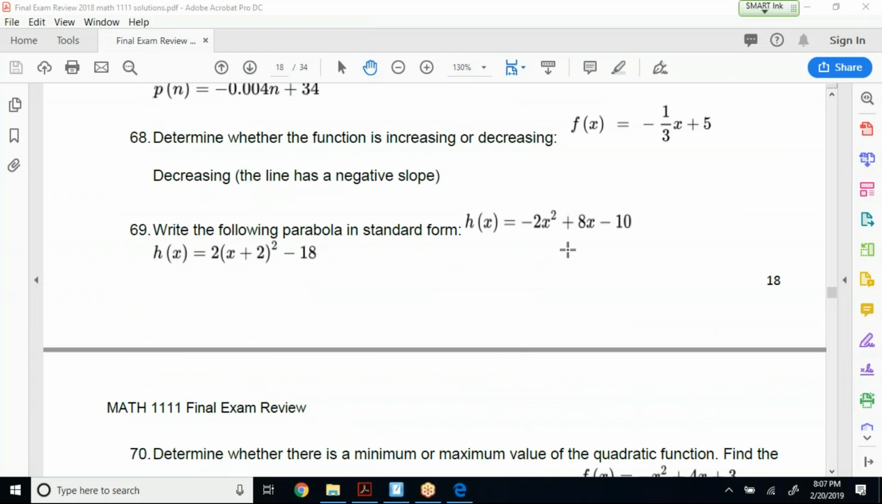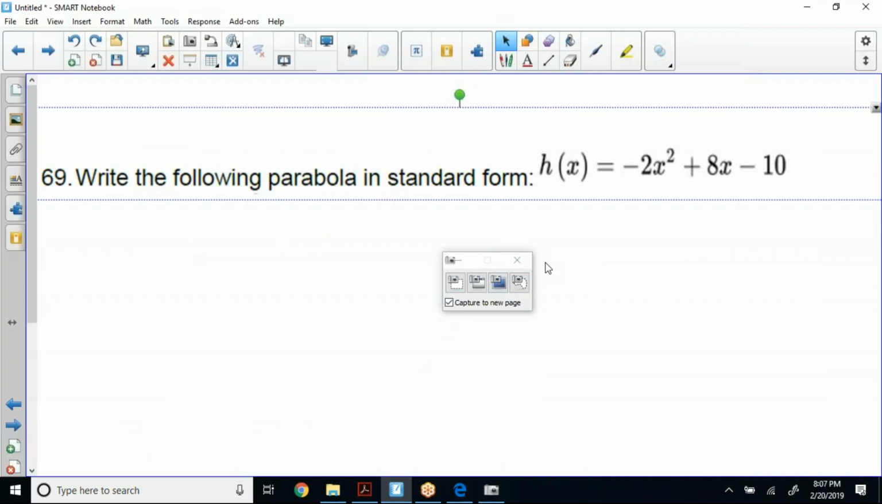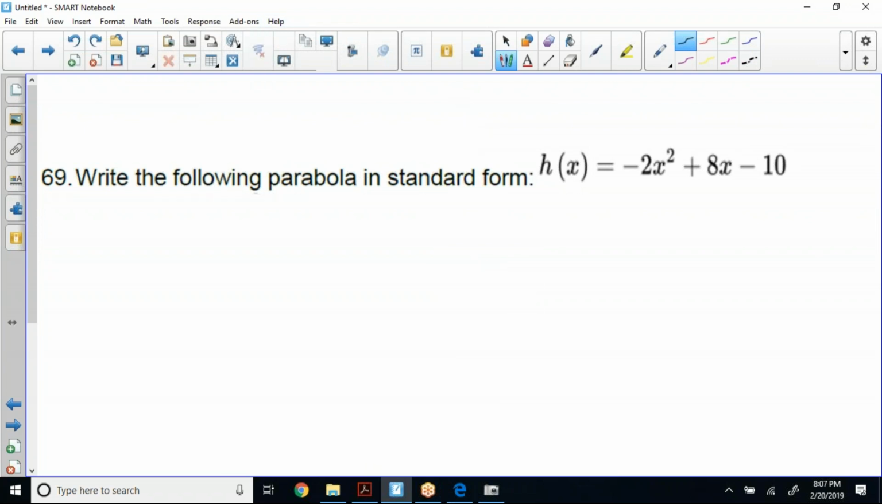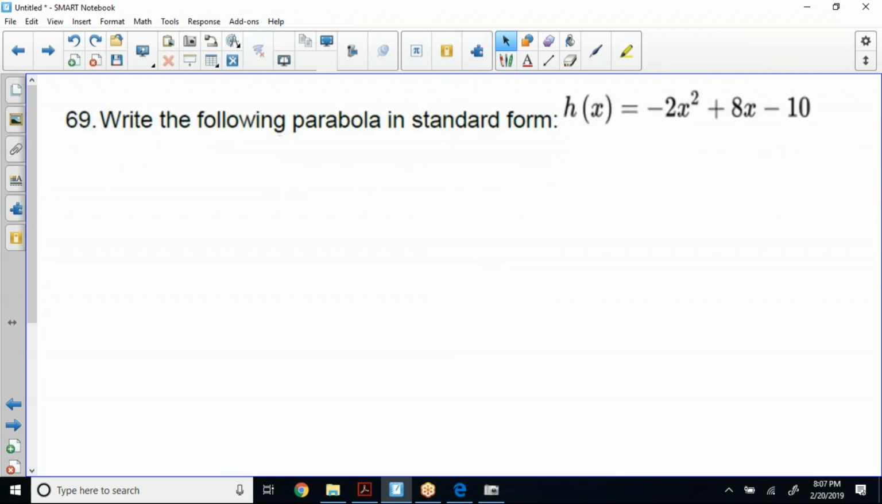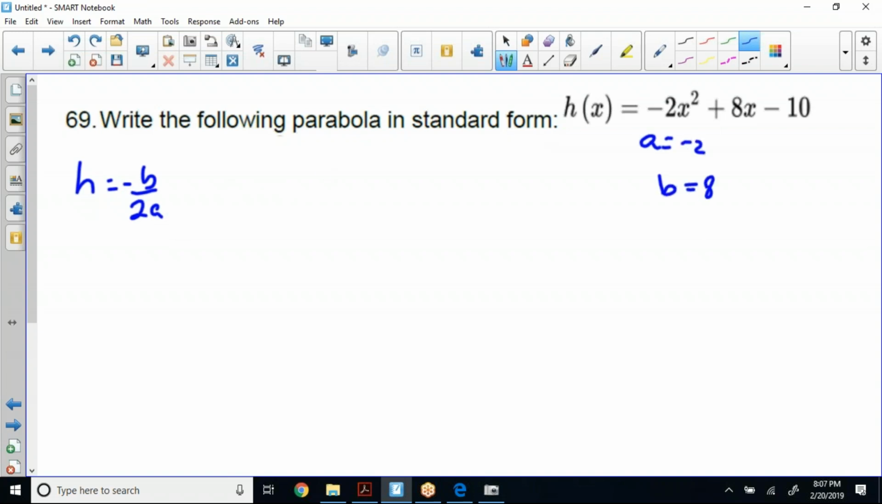Write the parabola in standard form, which really is vertex, right? So H equals negative B over 2A, right? So we got A is equal to negative 2, B equals 8, right? So let's see, negative 1 times 8 over 2 times negative 2.